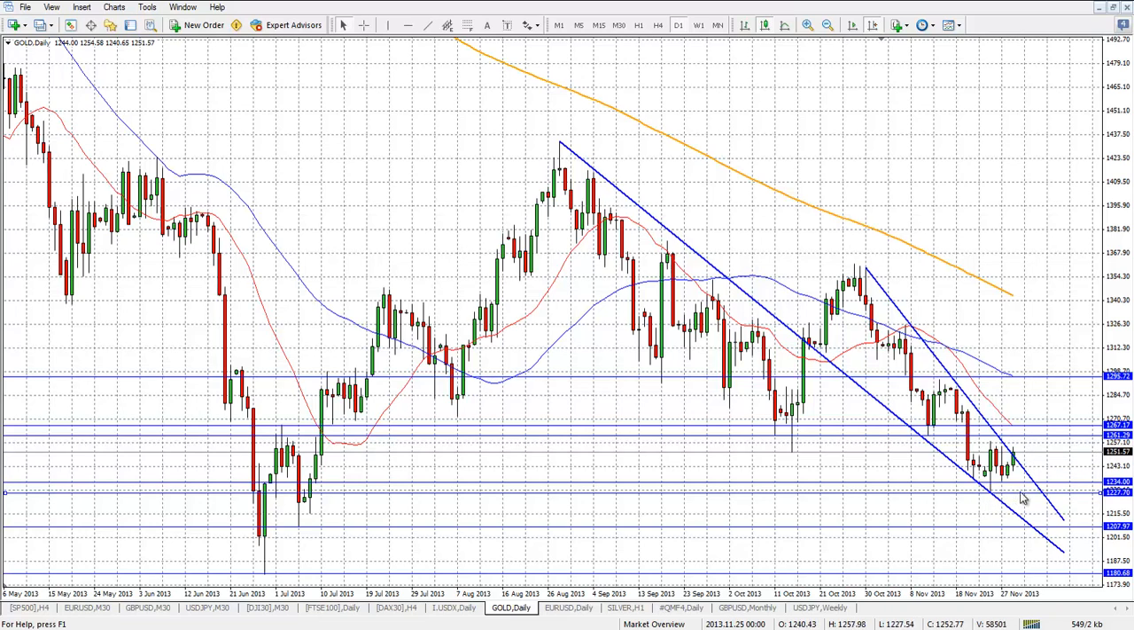Alternatively, 1227 must hold as a level of support. Otherwise, it's quite logical to assume that further support can be found at 1207, 1200, or even 1180.